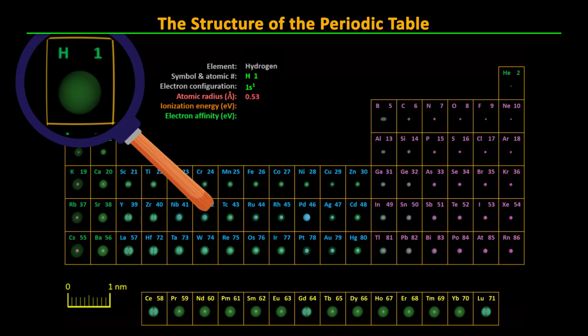The atomic radius of 0.53 angstroms is called the Bohr radius, and the ionization energy needed to pull its electron out of the atom will be 13.6 electron volts, the so-called Rydberg energy. The electron affinity for hydrogen is 0.75 electron volts.